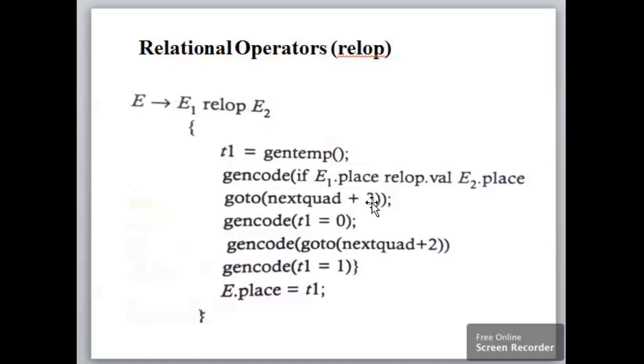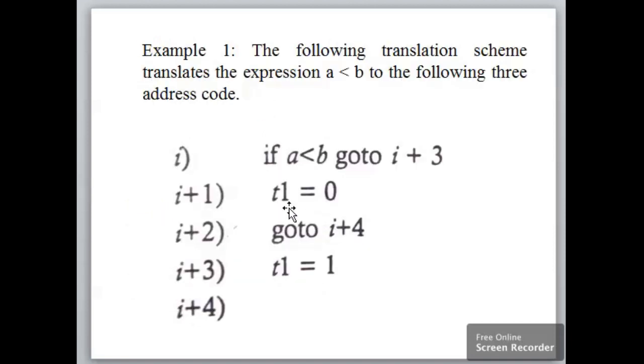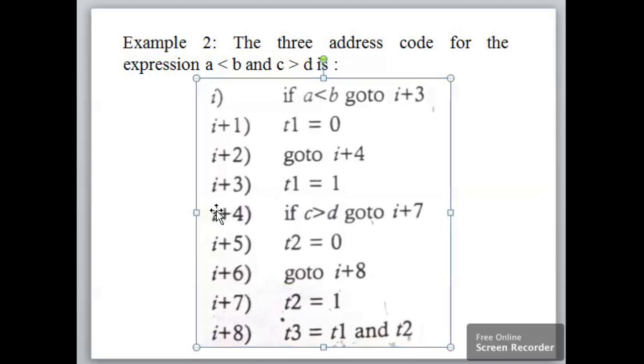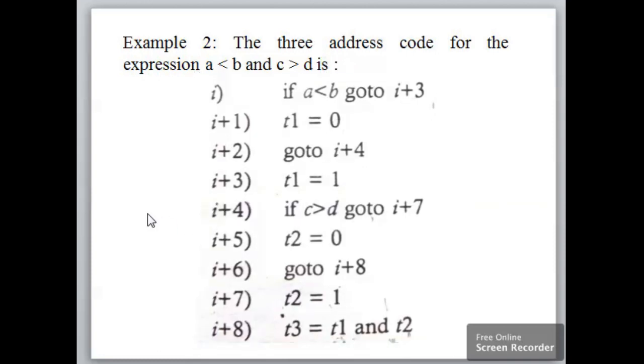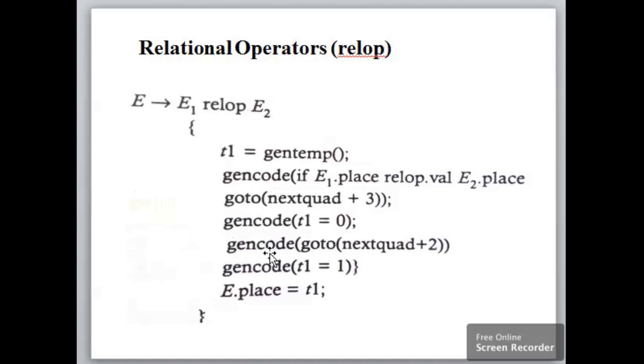So I plus 3. The next statement that I have generated is generate code again, the second statement, t1 equals 0. So you may find t1 equals 0. That is the statement number I plus 1. The next statement is generate code, go to next quad plus 2.